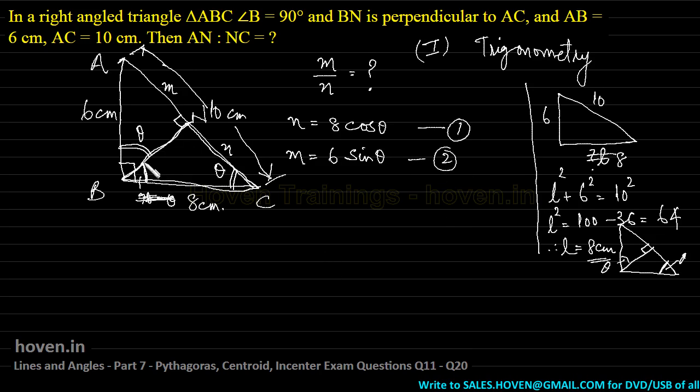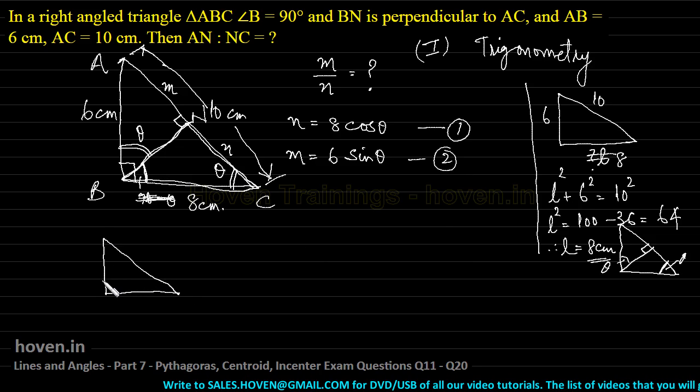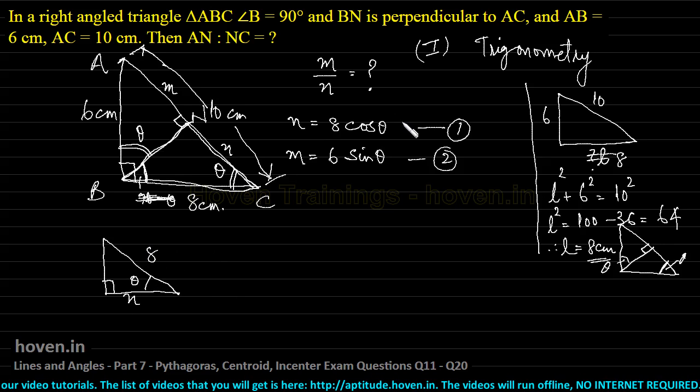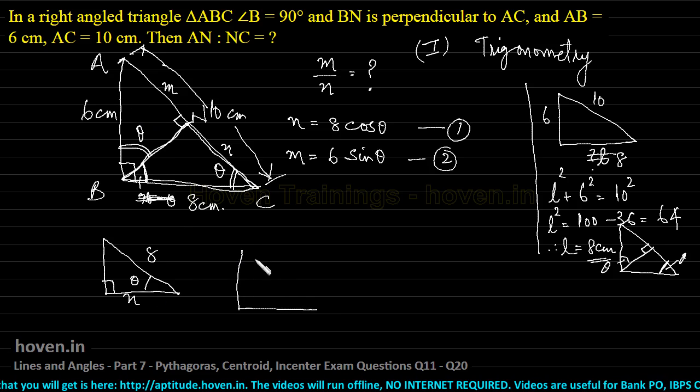If you are still not able to visualize, we can draw these triangles. I'll take up this triangle first separately. This is this triangle. This is the 90 degrees, and this is the angle theta. Then this is N. This is 8. You have to just invert this triangle. So in this case, N has been taken equal to 8 cos theta, equation 1. Likewise, if we have a look at this triangle, then this triangle can be seen like this.